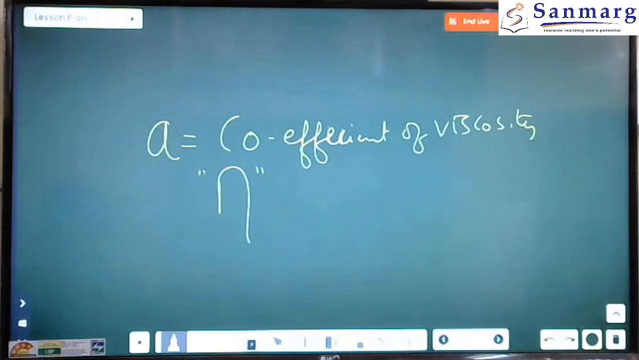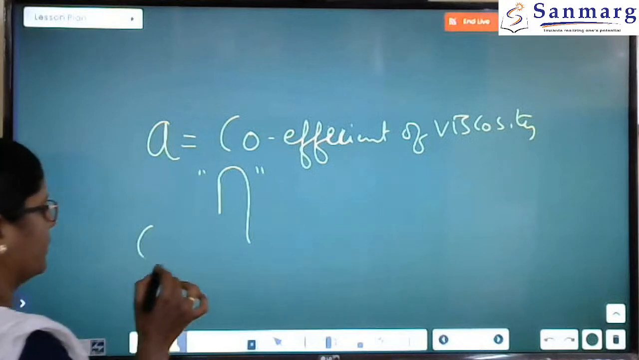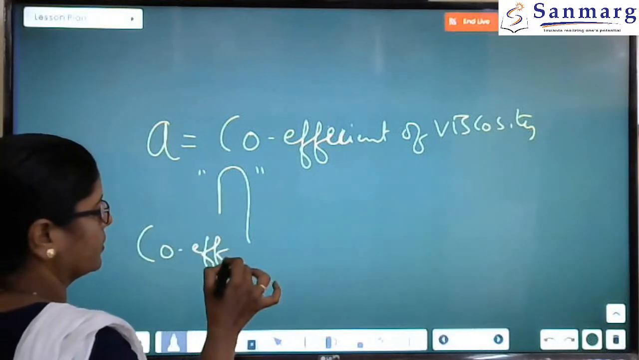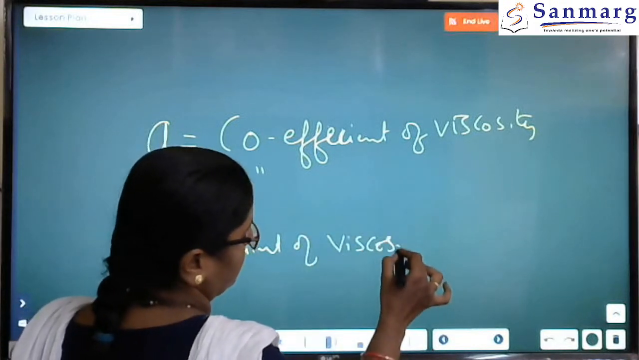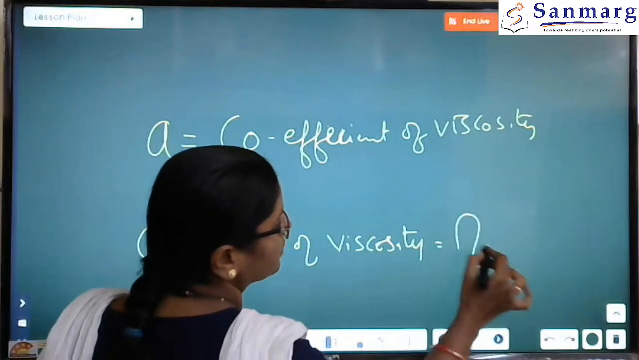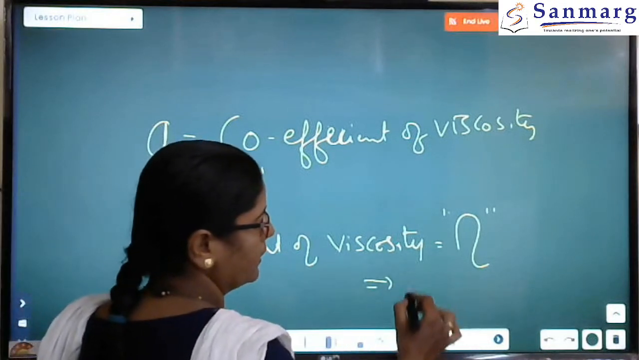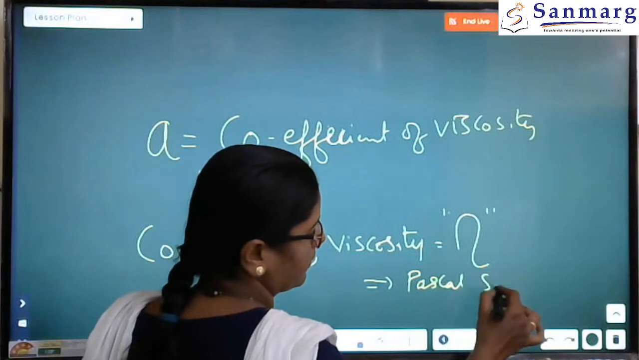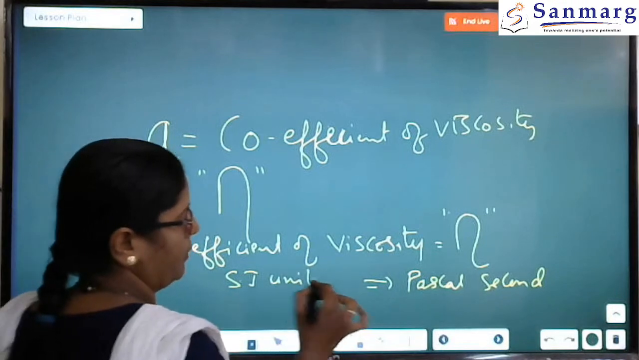What is the unit of viscosity? The coefficient of viscosity is given by the symbol nu. The SI unit of this is Pascal second. SI unit is Pascal second.